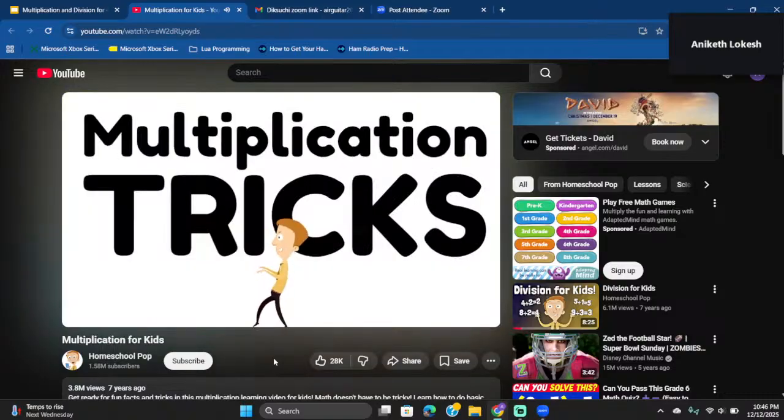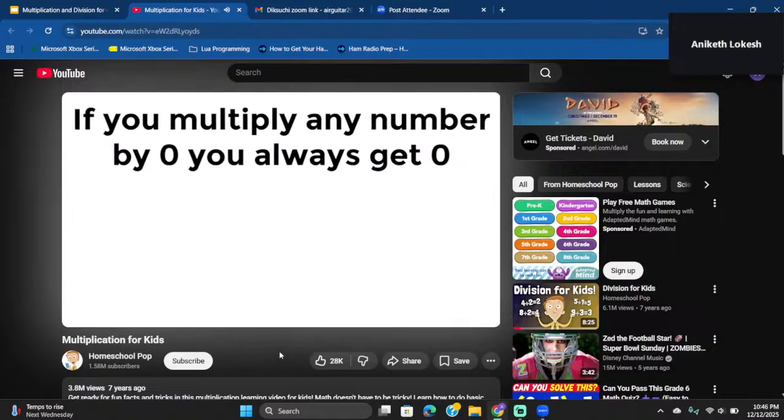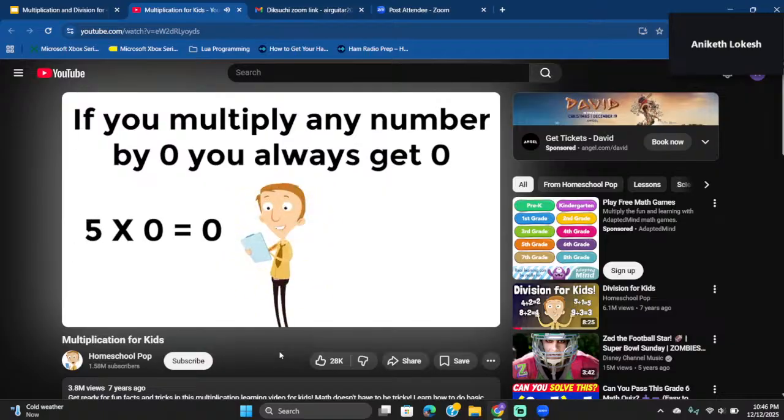Now here are some multiplication tricks that are going to be really sneaky ways that you can figure out multiplication problems really quickly. Here's the trick. If you multiply any number by 0, you always get 0. Here's an example. 5 times 0 equals 0. When you have 0 groups of 5, that means you have 0. There are none. Whenever you multiply any number by 0, you always get 0.